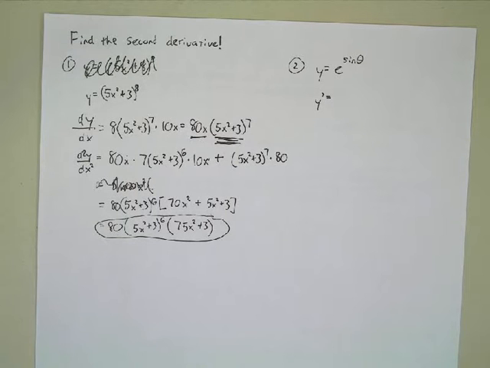Wait, so we don't bring it out front? So it's just e to the sine x times cosine x? Yeah.